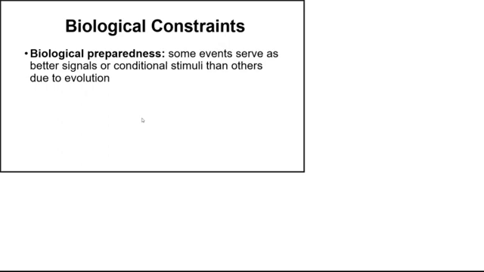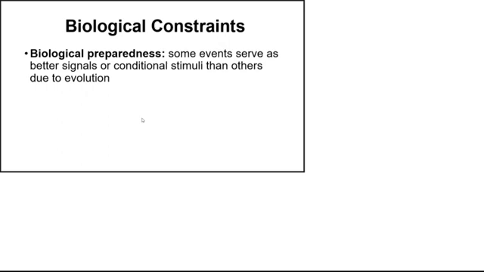But we basically have this idea that some events are better signals or better conditional stimuli than others based on evolutionary traits. So we have predispositions, sort of innate pathways that make some things easier to learn about than others.